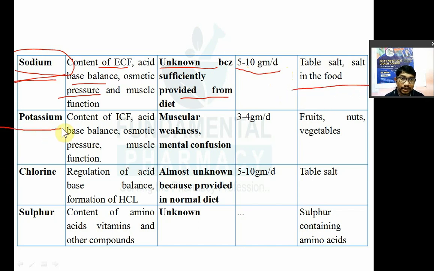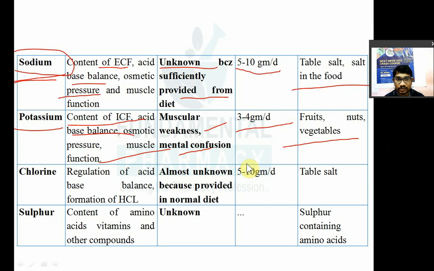Potassium is again content of intracellular fluid. Remember, sodium is an extracellular cation, potassium is an intracellular cation, again required for acid base balance, osmotic pressure and muscle. If there is a deficiency of potassium, muscle weakness is there and mental confusion is there. 3 to 4 gram per day is the daily required allowance. Found in fruits, nuts and vegetables.